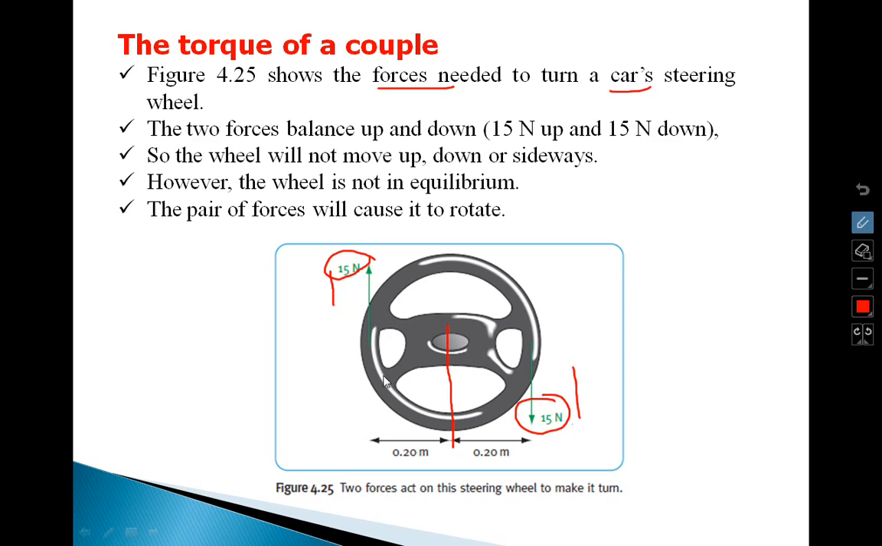So the wheel will not move up or down or sideways, because the forces are the same, 15, so the wheel will not move up or down or sideways. However, the wheel is not in equilibrium. The wheel of the car is not in equilibrium, so the pair of the two forces here will cause it to rotate. The pair of forces here is a special case. It's not like the same condition in the last presentation. So the pair of forces here will cause it to rotate.